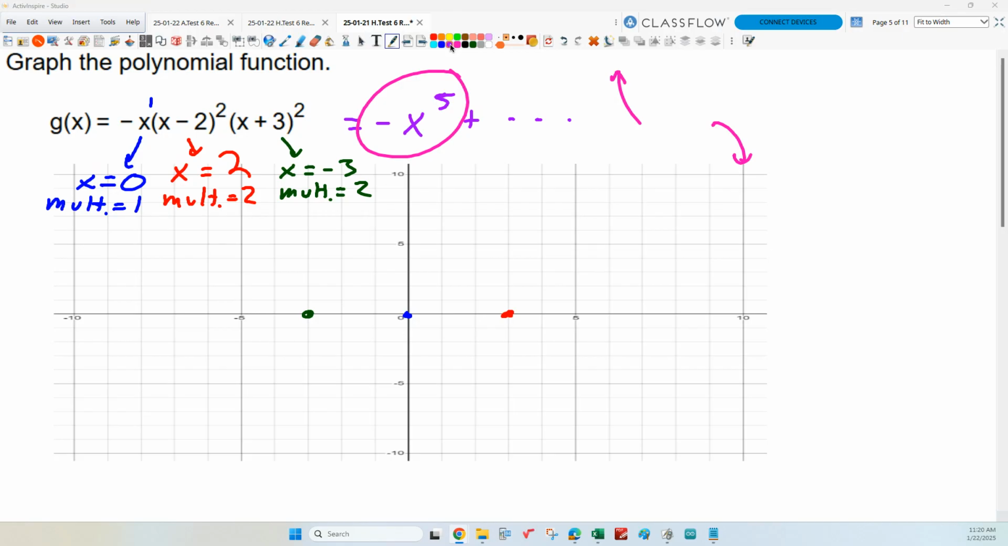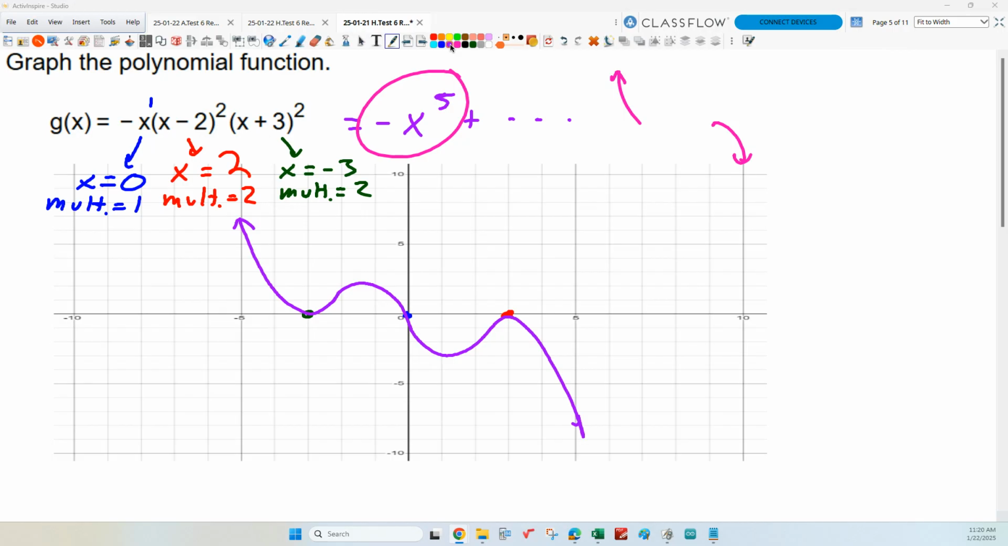So we're up to the right. We're bouncing at the green x-intercept, so we're doing that. We're turning. Now it's got to cut through at 0, so it's got to do that. And it's bouncing at red. And then it's down to the right. So everything fits. Okay? That's what the picture's got to look like.